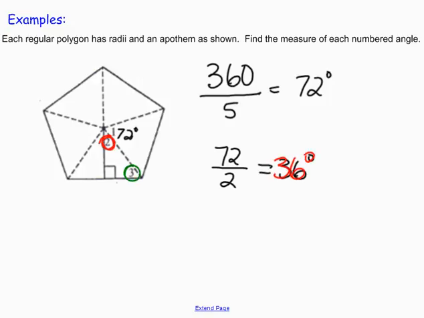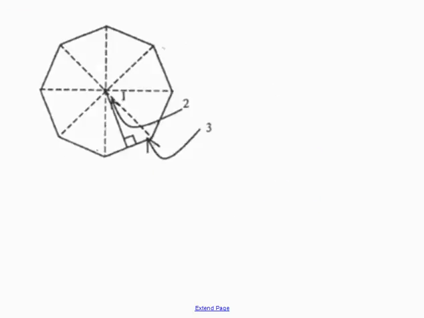Angle 3, we have to subtract 180 minus 36 minus 90, and that equals 54. So angle 3 is 54 degrees. So that's going to be for a pentagon. You see they're different. Okay, so now this is an octagon, isn't it? No, 1, 2, yep, octagon.